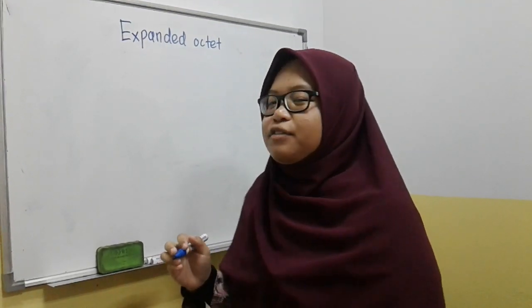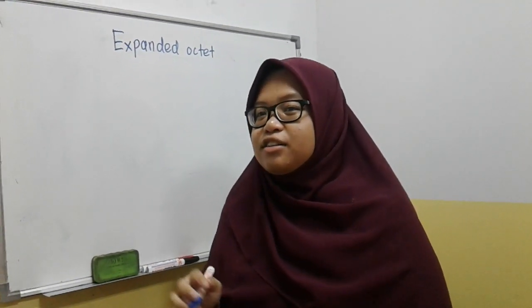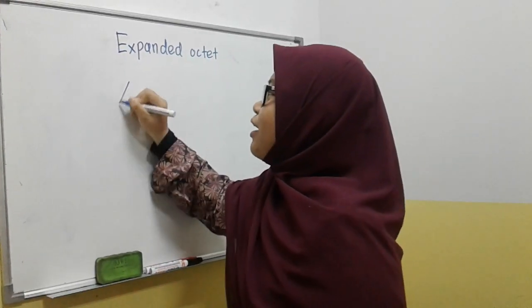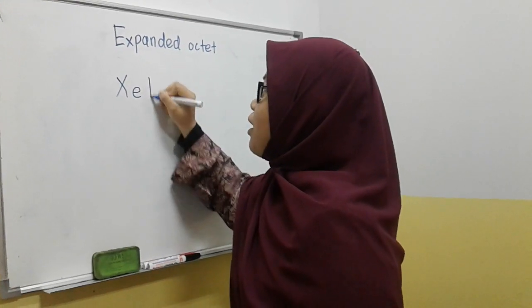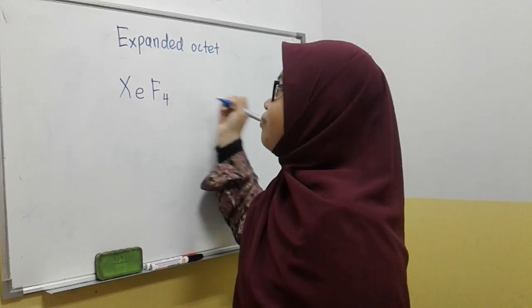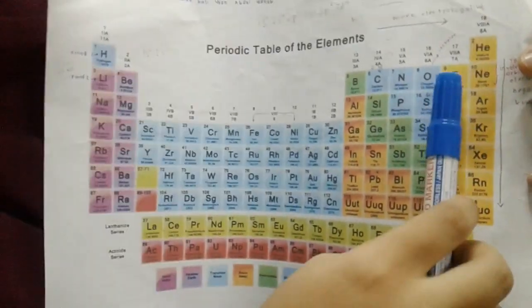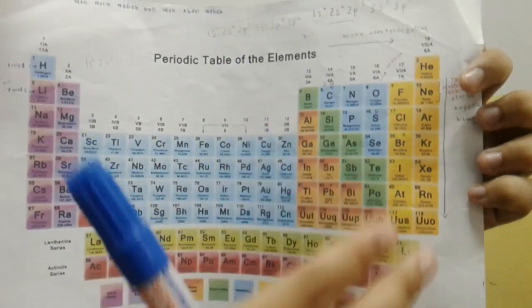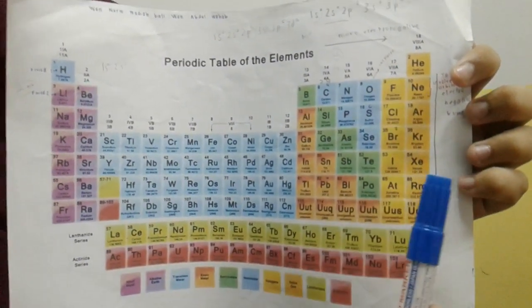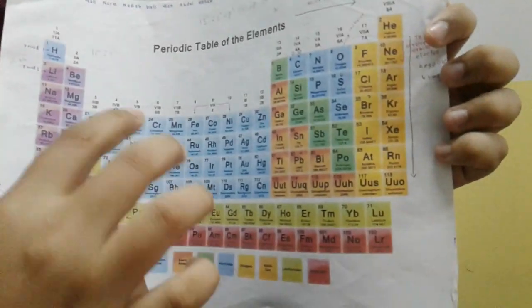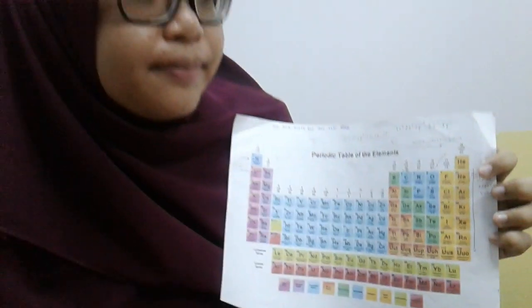For the example of the element or structure is XeF4. So if you look at the periodic table here, Xe and F, Xe has less electronegativity compared to F. So Xe is put in as the central atom.